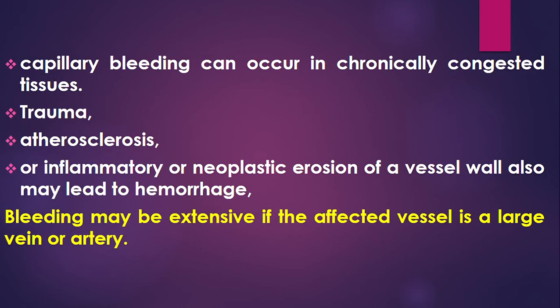Other causes of hemorrhage occur due to capillary bleeding, which can occur in chronic congested tissues, as we mentioned before. It can occur due to trauma, due to atherosclerosis, or due to inflammation or neoplastic erosions of a blood vessel wall. Bleeding may be extensive if the affected vessel is a large vein or artery.